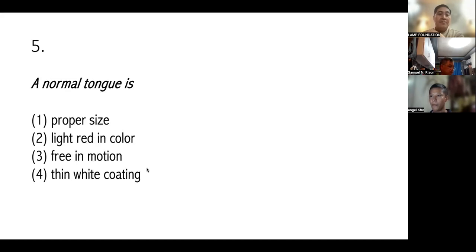Good. Number 5. A normal tongue is... my answer is letter E, Doc. All of the above, because it is light red in color, free in motion, thin white coating, and proper size. What do you mean by proper size? It is not swollen and flabby, Doc. Not swollen, not small, not thin. Normal size.